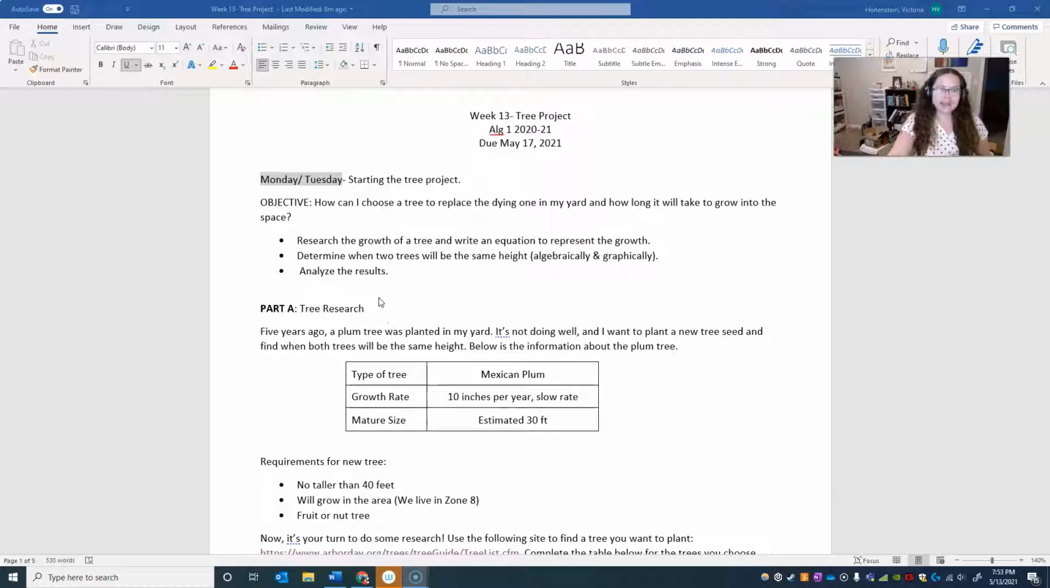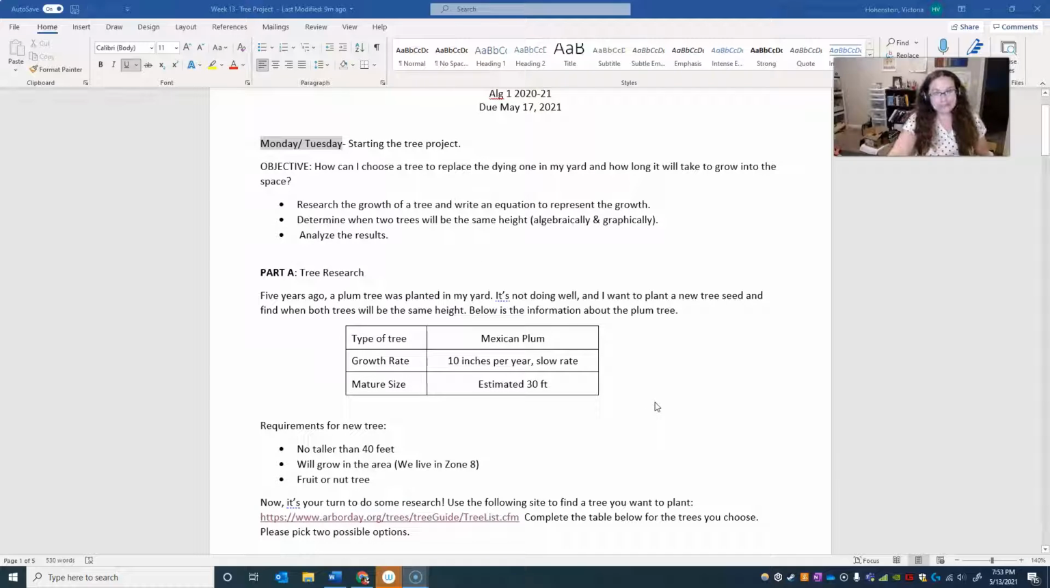So, part A is research. 5 years ago, a plum tree was planted in my yard. It's not doing well, and I want to plant a new tree seed and find when both of the trees will be the same height. Below is information on the tree that's currently planted there. It's a Mexican plum. It grows 10 inches per year, and the mature size is estimated to be 30 feet.